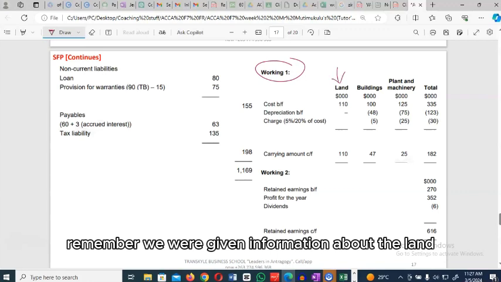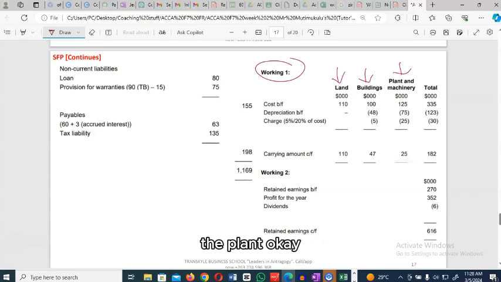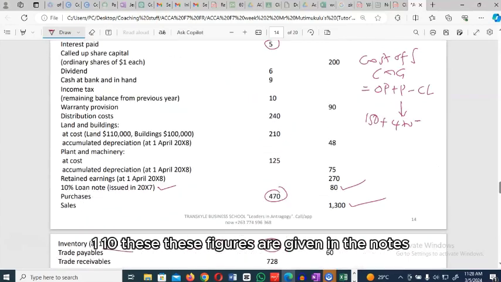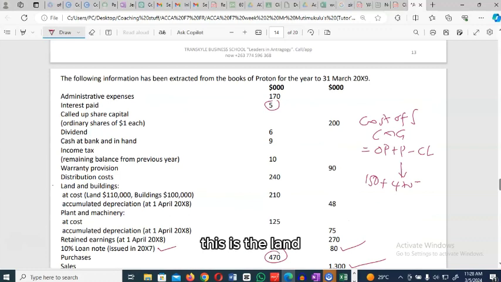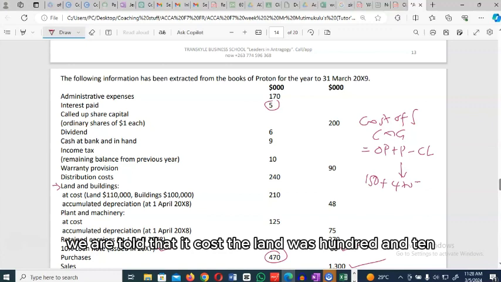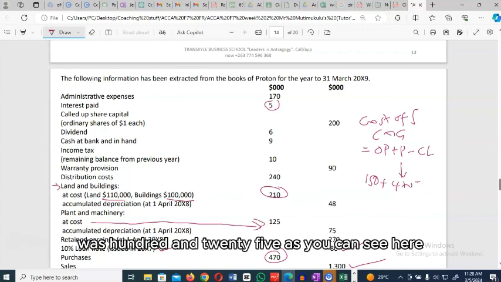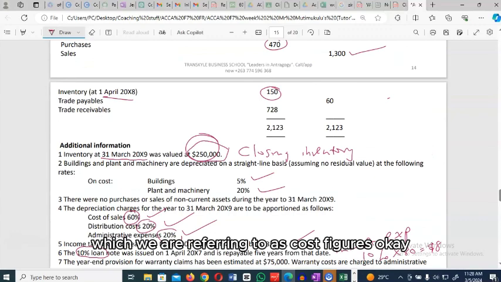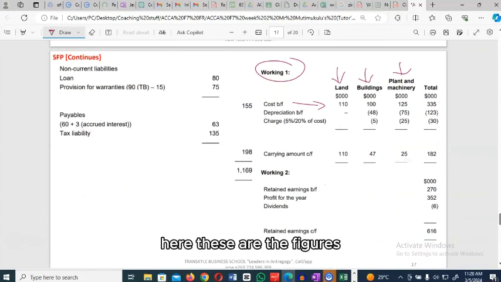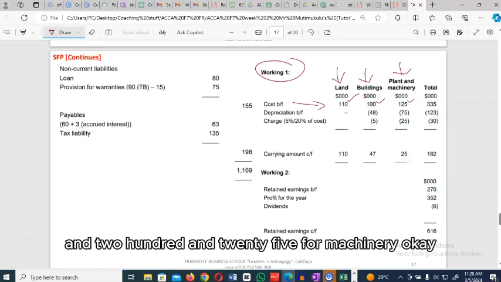Remember, we were given information about the land, the buildings, the plant, and we take the opening balances, that is the cost brought forward figures, 110, 100. These figures are given in the notes in the question. For example, here, this is the land figure. We are told that at cost, the land was 110. The buildings were 100,000, giving a total of 210. And then we are told that the plant and machinery at cost was 125, as you can see here. So these are the figures we are referring to as cost figures: the 110 for land, 100,000 for buildings, and 125 for plant and machinery.